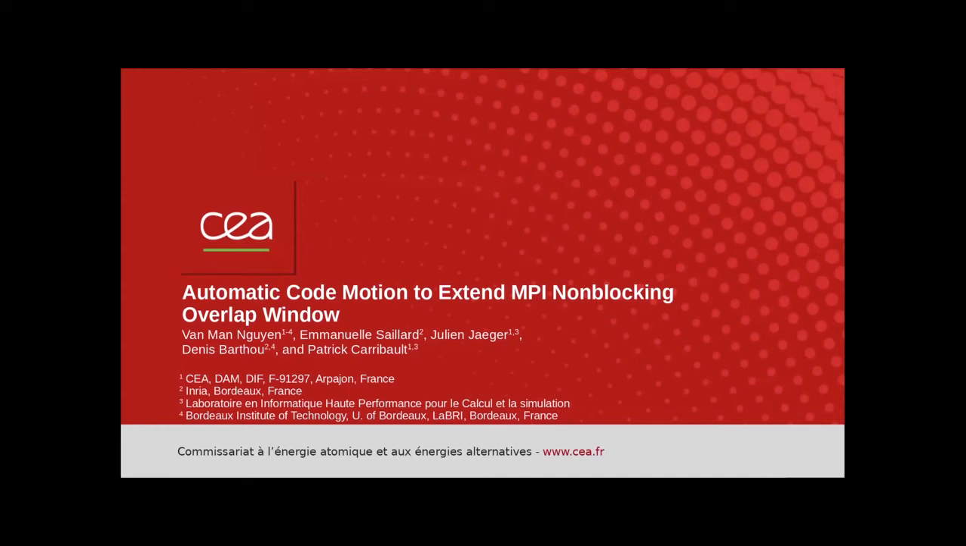Okay, we are going to get started with this next session on optimization. My name is Puri Bangalore. I'm here at the University of Alabama at Birmingham. In this session, we're going to have two talks focused on optimization. The first talk is by Nguyen on the automatic code motion to extend MPI non-blocking overlap window. Please go ahead and get started.